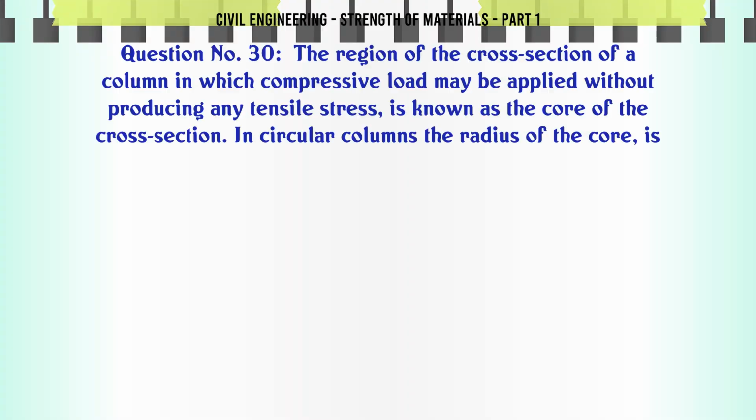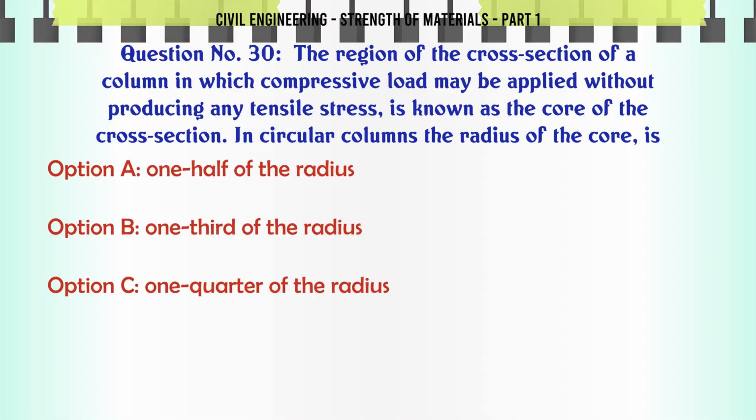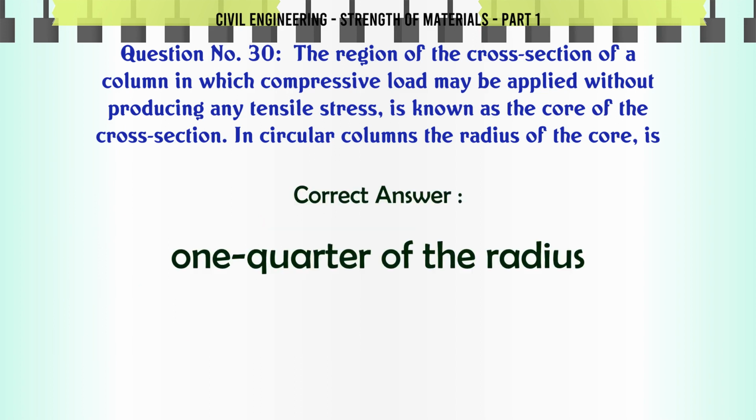The region of the cross-section of a column in which compressive load may be applied without producing any tensile stress is known as the core of the cross-section. In circular columns, the radius of the core is A. 1/2 of the radius, B. 1/3 of the radius, C. 1/4 of the radius, D. 1/5 of the radius. The correct answer is 1/4 of the radius.